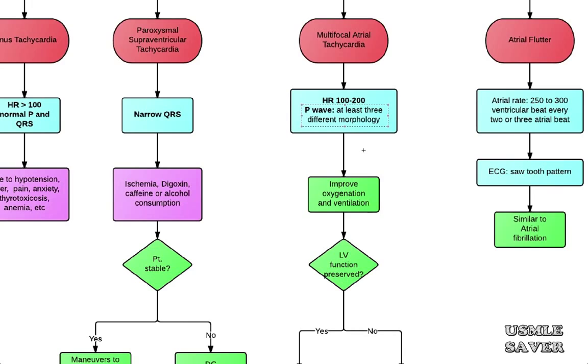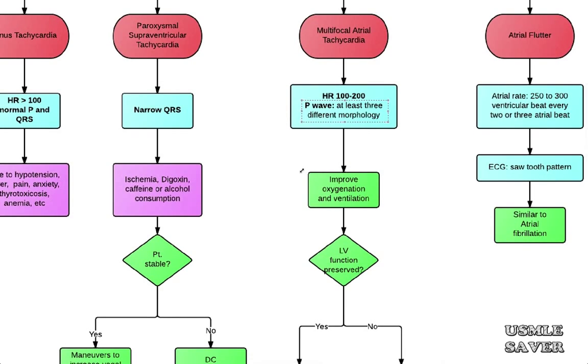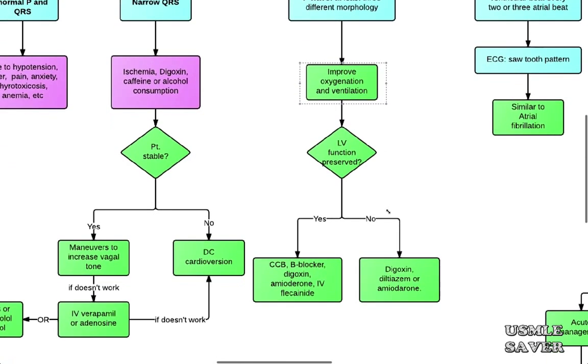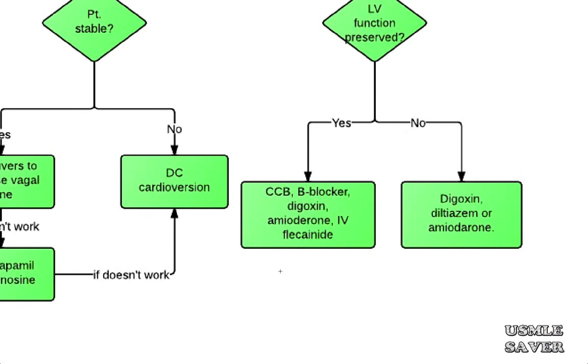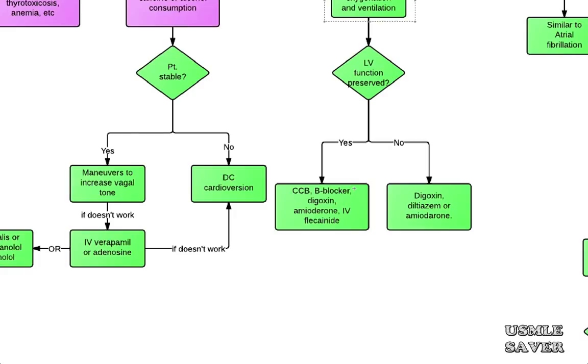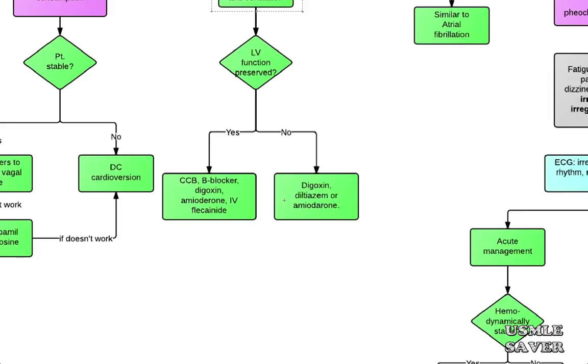Management is mainly to treat the respiratory problem by improving oxygenation and ventilation. Treatment depends on LV function, so if left ventricular function is preserved, then you want to try calcium channel blockers, digoxin, amiodarone, or IV flecainide. I have beta blockers here, but be careful with beta blockers if these patients have respiratory problems. If left ventricular function is not preserved, then you want to use digoxin, diltiazem, or amiodarone.